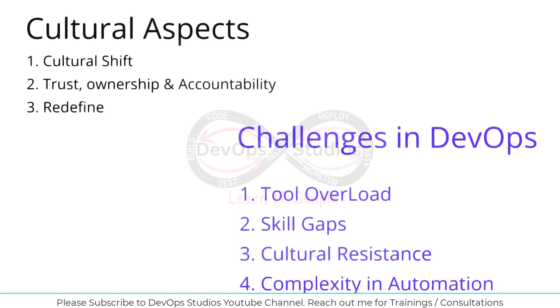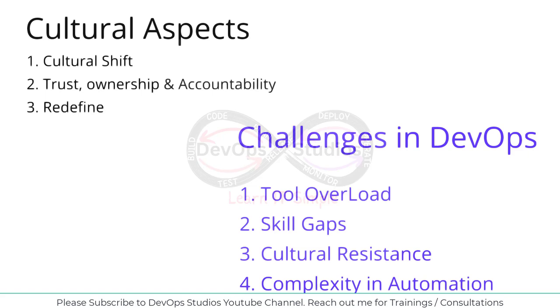And then the second part is the skill gap. So the teams may need to learn new technologies and workflows. And then the cultural resistance. You have to transition from the traditional working method to DevOps, and that requires a mindset change. So you have to have a good mindset so that you can learn very well, and adapt, or transition from the traditional methods to the DevOps mindset.